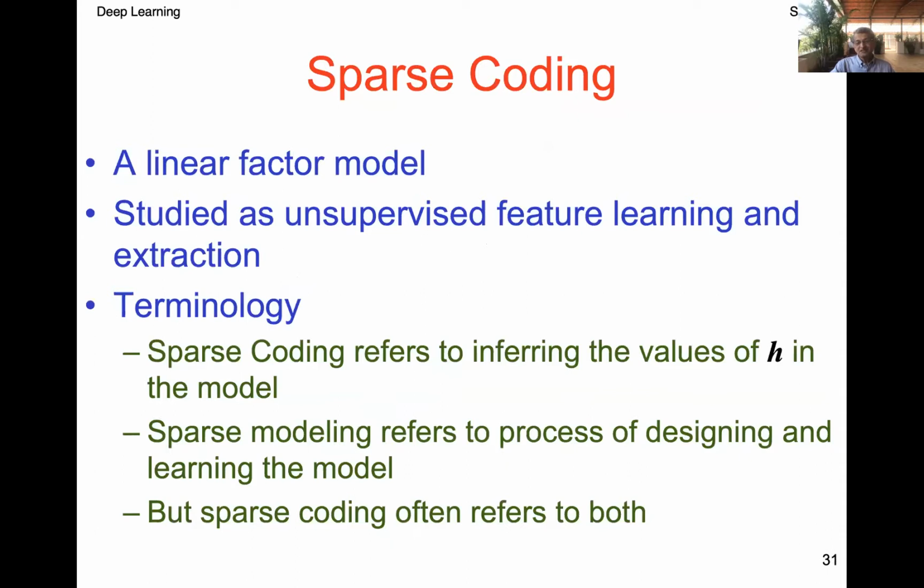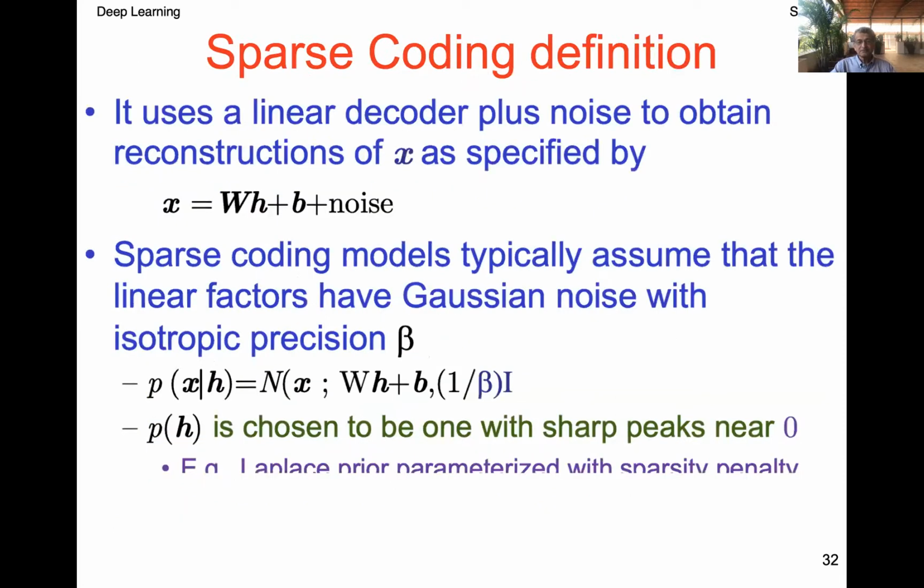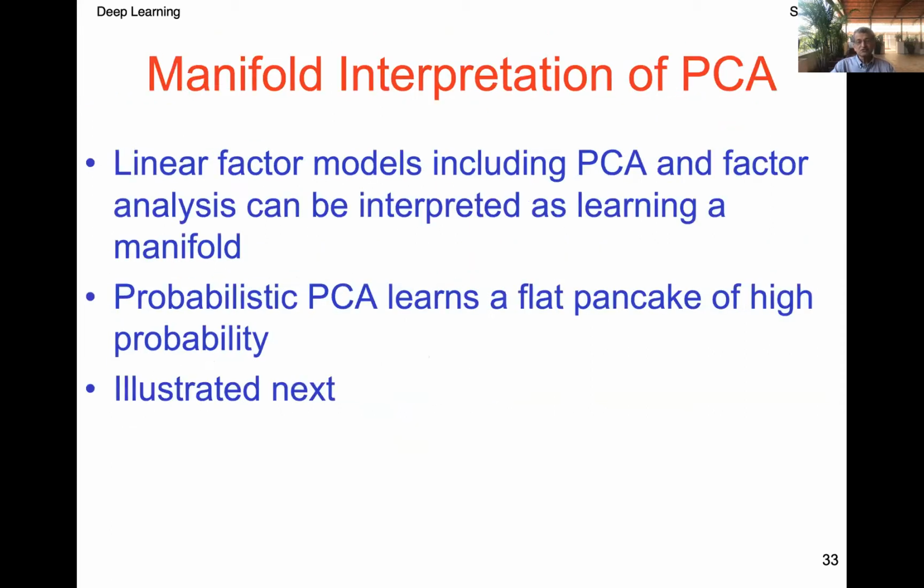Anyway, this is just a list of topics. I'm not planning to really go over every one of them. It's a huge involvement of time to go through every one of them. So sparse coding is a linear factor model. Those of you who are interested in it might want to look at it. That's yet again a linear factor model, and the definition of what is meant by sparse coding and so on.